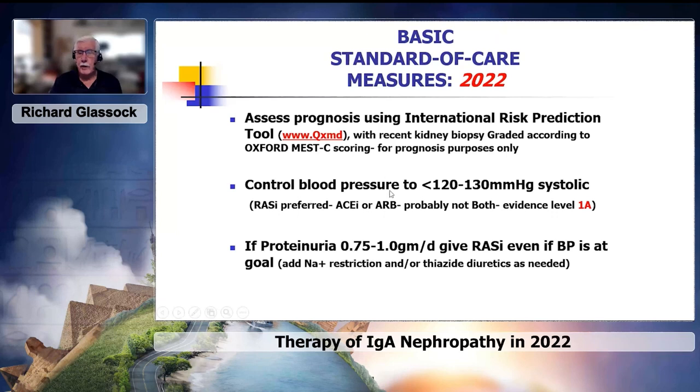One should control the blood pressure quite strictly, with values below 120 to 130 millimeters of mercury systolic, with RAS inhibition preferred, either an ACE inhibitor or an ARB, but probably not both. If the proteinuria persists greater than 0.75 to 1 gram a day, you should give RAS inhibition even if the blood pressure is at goal levels, and add sodium restriction or a thiazide diuretic as needed.